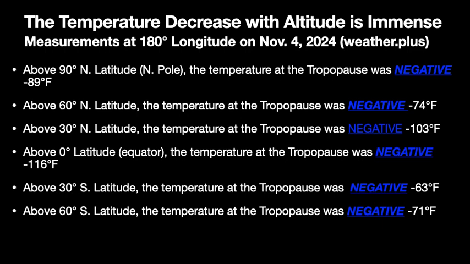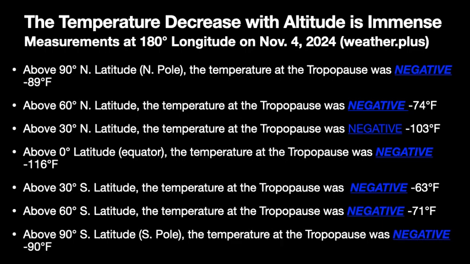And on November 4th, at 180 degrees longitude, above 60 degrees south latitude, the temperature at the tropopause was negative 71 degrees Fahrenheit. And if we go all the way down to the South Pole, the temperature at the tropopause was negative 90 degrees Fahrenheit. So the temperature decrease with altitude is immense. So we go up, up, up to the top of the troposphere. It gets pretty darn cold up there.